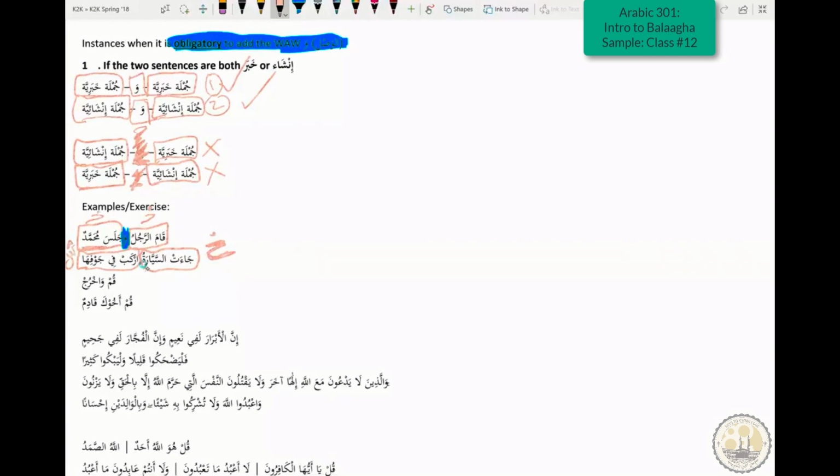So because now we look at this example, we have the first sentence being khabariya and the second sentence being insha'iyya. Now we cannot add the waw. All right. We don't add the waw. We did not say جاءت السيارة واركب في جوفها. لا. Rather we said جاءت السيارة اركب في جوفها. خلاص. There's no waw there. Okay. So this is known as a sentence that is fasl. The first sentence قام الرجل وجلس محمد is a sentence that is known as to be الوصل.